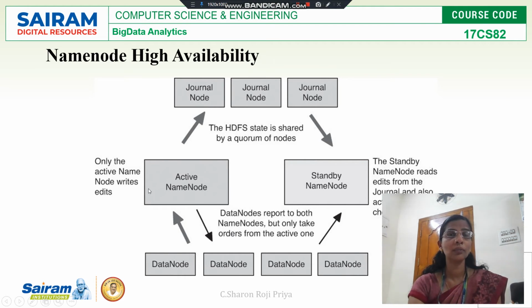So all updates will be written to the journal node by the active node, and periodically the standby node reads the journal node and checks whether the file system structure is the same in both the standby node and the active name node. So this is all about your name node high availability.